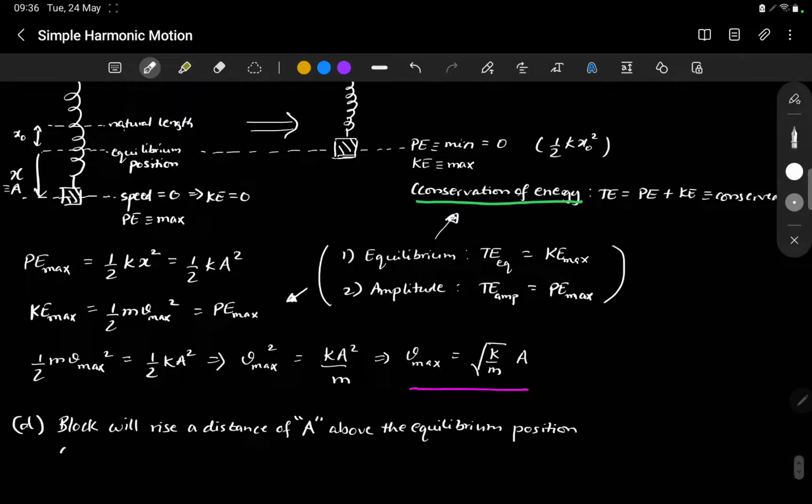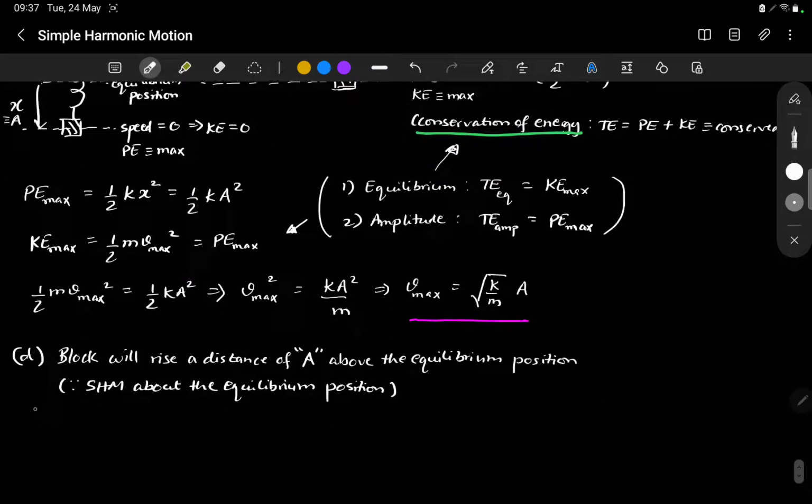Since this is simple harmonic motion about the equilibrium position, this is by definition of SHM. So if we know the amplitude of oscillation, we will know how high above the equilibrium position the block will rise.